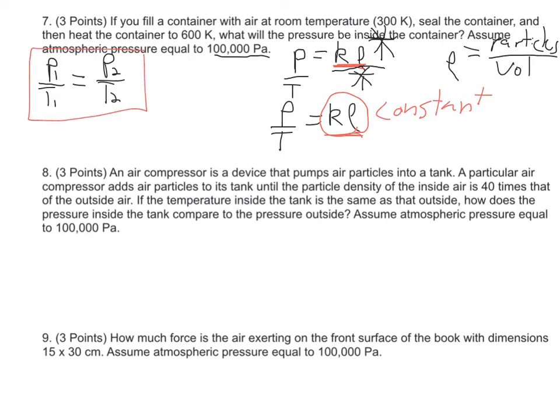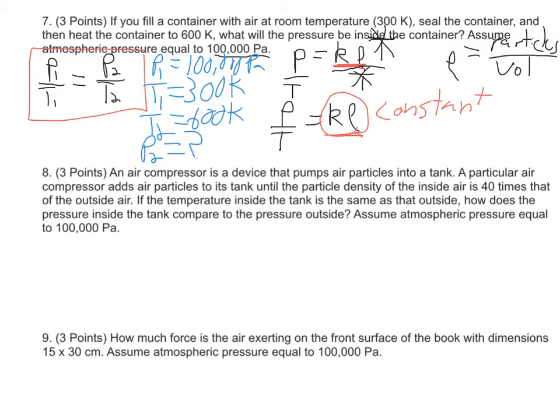Because if we look through this problem statement, we can extract some of these values, right? We can find P1 is 100,000 pascals, T1 is 300 Kelvin, and T2 is 600 Kelvin, and P2 is what we want. So anyway, you can use that equation to try to solve. Pretty cool, right? In number 8, it's actually a very similar situation, but there's a slight difference.